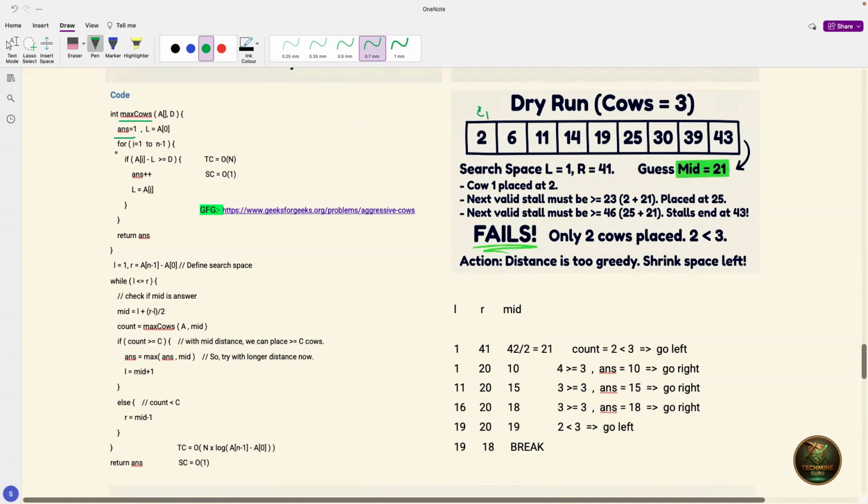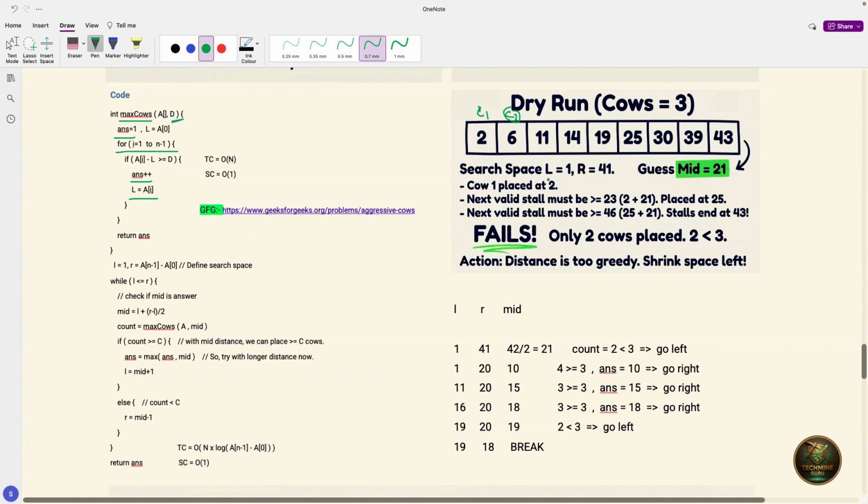In this we will run a loop for i equal to 1 to n minus 1, and we will check for each element how much distance there is. If that distance is greater than or equal to the given distance, we will say that this is the minimum distance and the cows will not fight. So if the cows will not fight, we will keep another cow, and for that we will do answer plus plus, and we will update the position of that cow, so that going forward when we iterate, we can check with respect to that cow. So this max cows function will tell us how many cows we can keep at the given distance d.